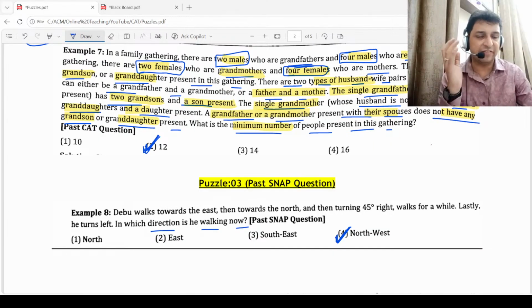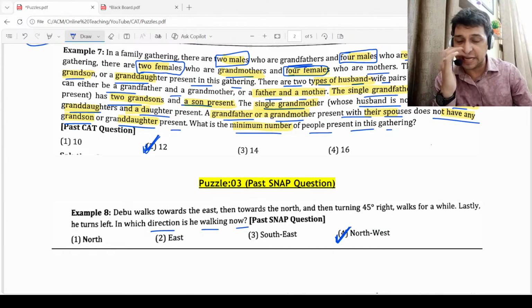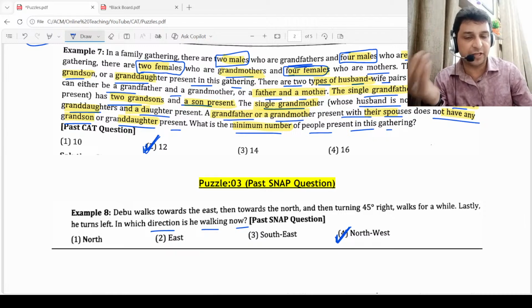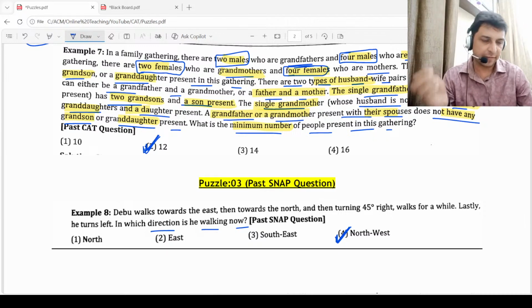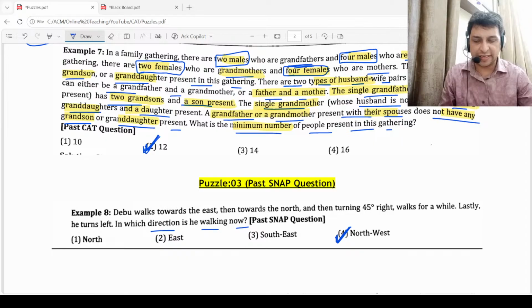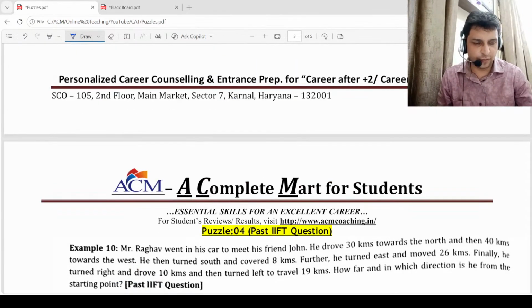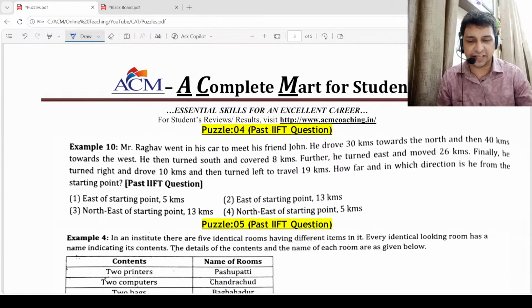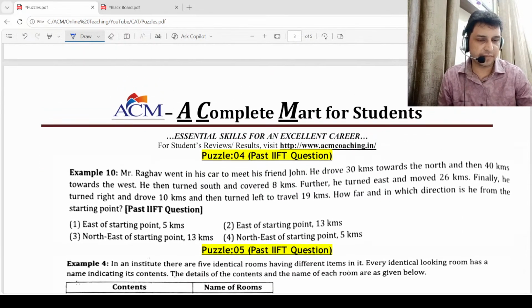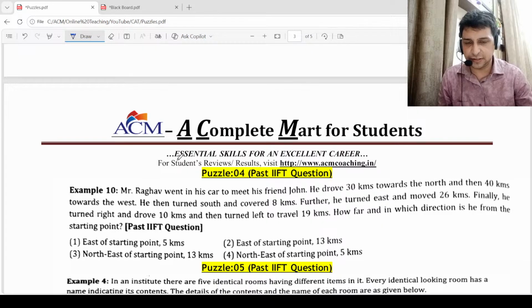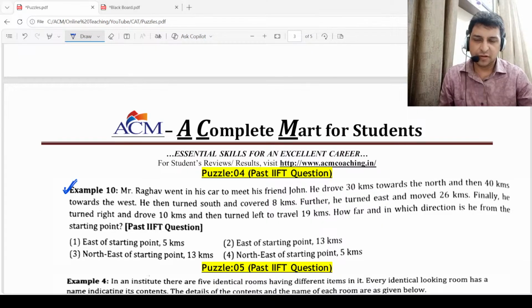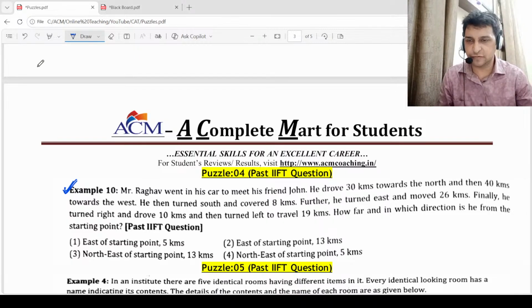Now, the question levels which we have are quite easy in the snap, but CAT has a very high level, very good level. Let's go ahead and see the next question. The puzzle number 4. It was in the IFT. Now, CAT, of course, CAT scores is taken by IFT. Example number 10. It is again a direction distance question. So let's take care of this also.